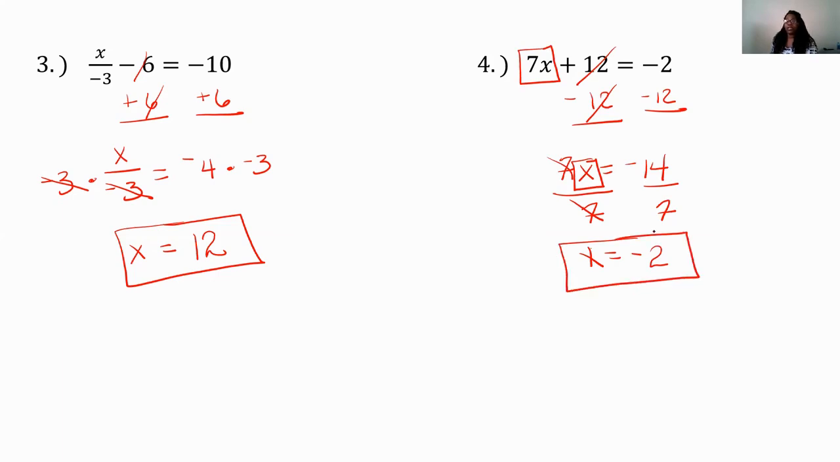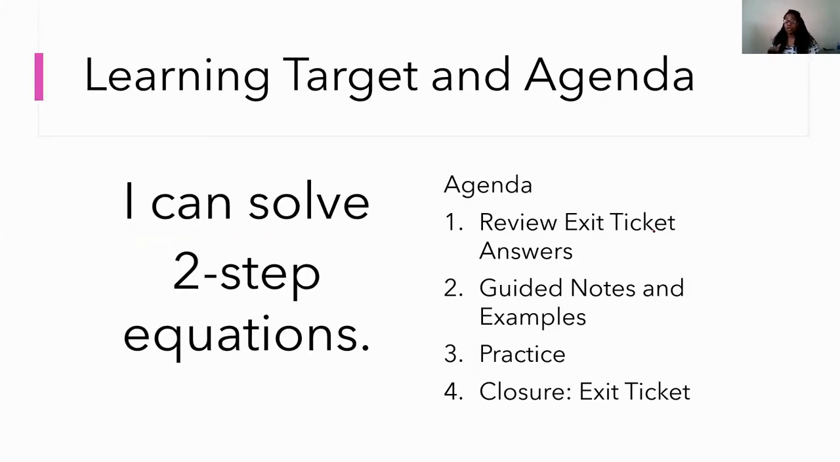All right, so I think we covered everything. We did some multiplication, we did some division, we did addition, we did subtraction, and we looked at multiple steps. So hopefully you can say, yes, I can solve two-step equations because we did a few examples. We did look at the exit ticket from last time. We did look at our guided notes. We did some practice. Now we're going to get with our exit ticket.